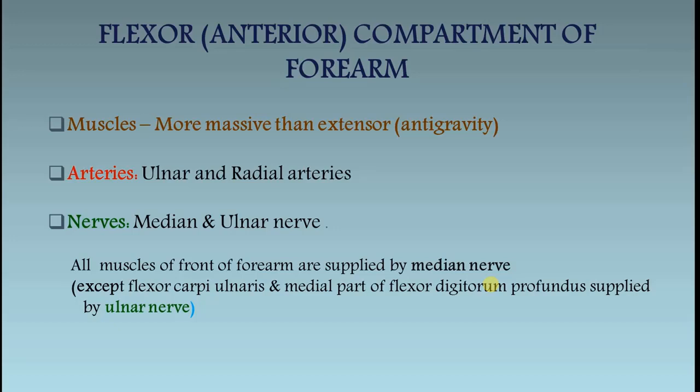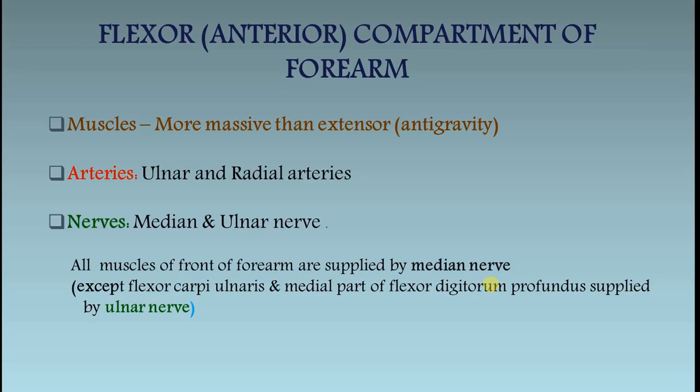So when you want to flex your forearm, you bend your forearm forward, which is against gravity. The muscles of the forearm are mainly going to act on your wrist and on your digits. Naturally, flexion of the wrist or digits is again an anti-gravity action. That is why these muscles are bulkier as compared to the extensor muscles.